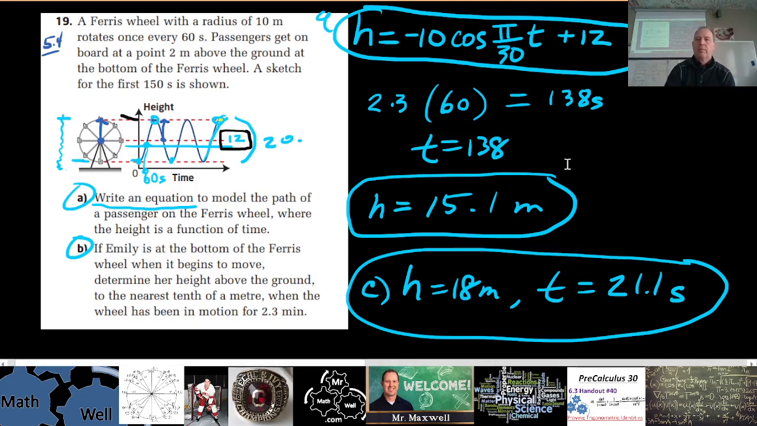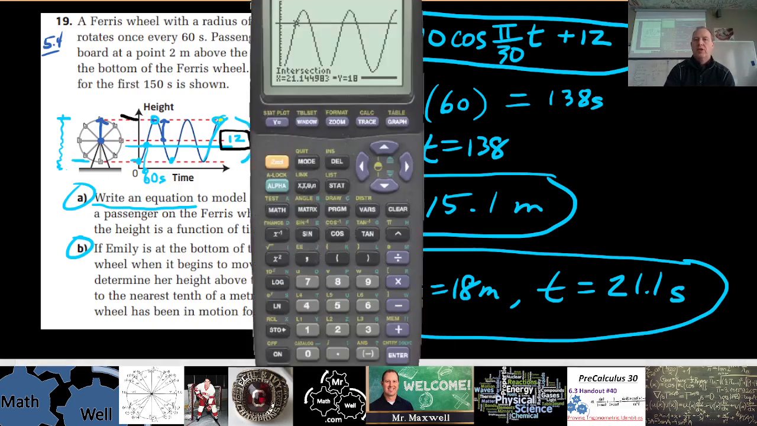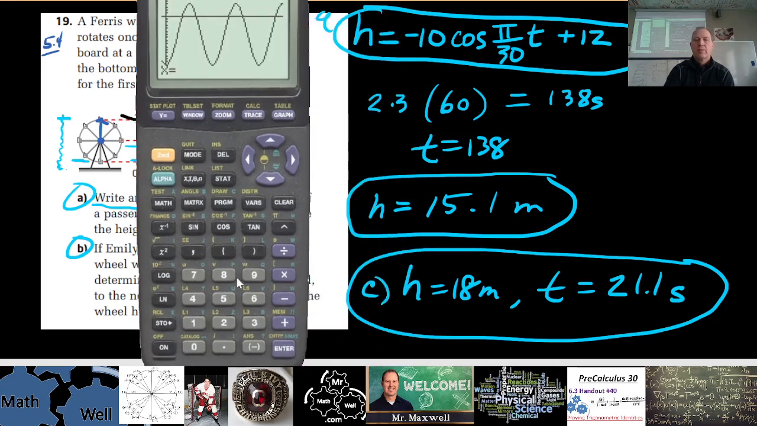Okay. And then if we just take a look at B again, you can just put in a value, x equals, and you could plug in that value of 138, I guess. As long as this is on the right graph. So 15.09, there you go. That's another way to get your height there, see? 15.09, 15.1. Okay, any questions about number 19?